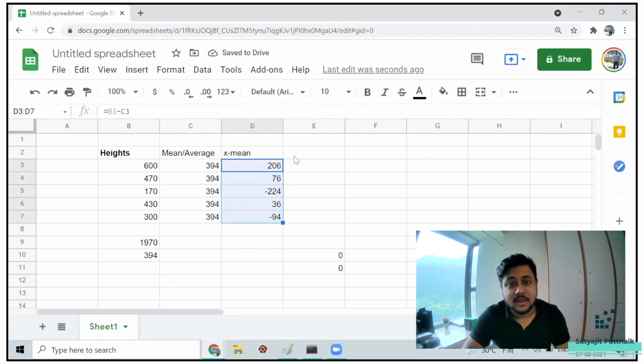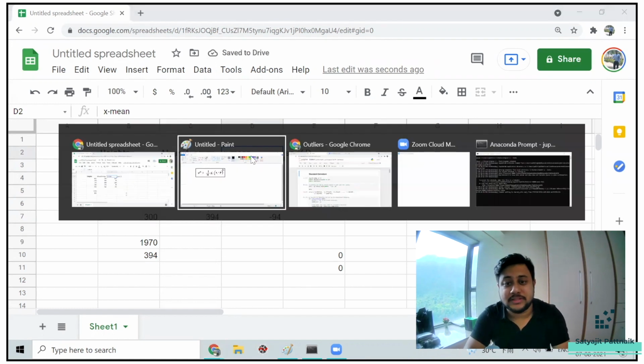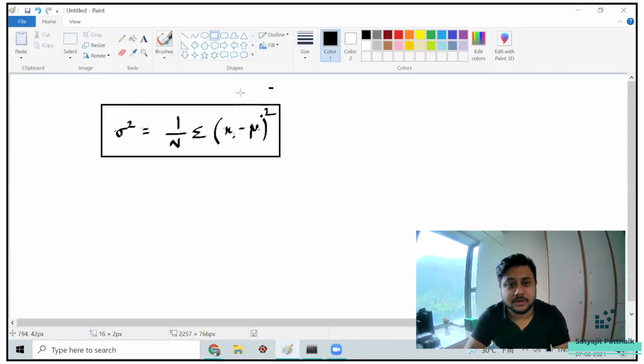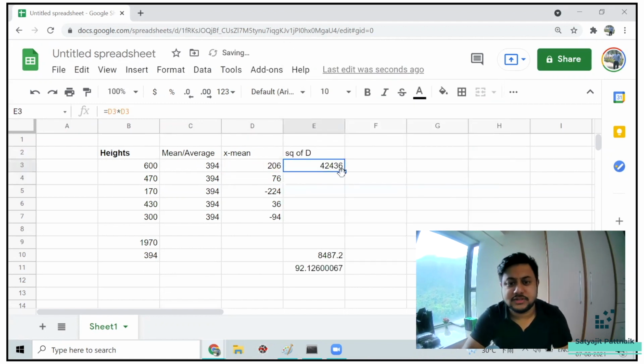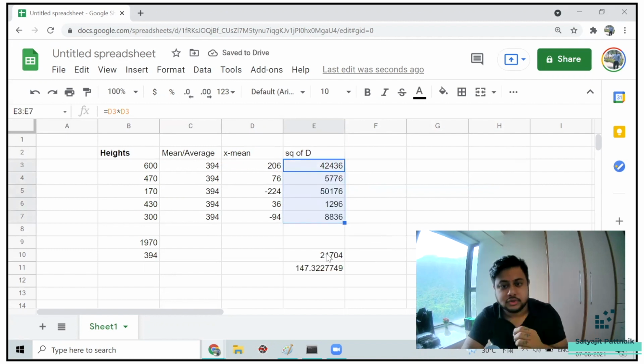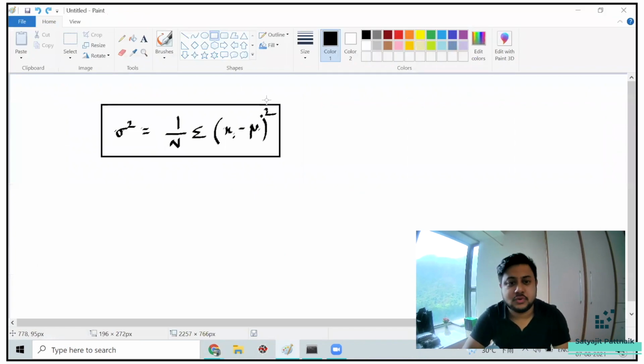So that is x minus mean. Now I will be squaring D, that means the square of x minus mean. So how to do that? Of course, D3 times D3. If I just autofill it, this is how it works. Simple. Here I'm doing the sum of E3 to E7, that means I'm summing up this particular column.